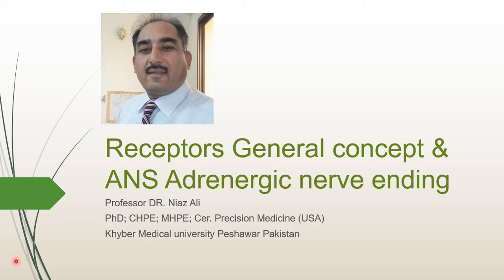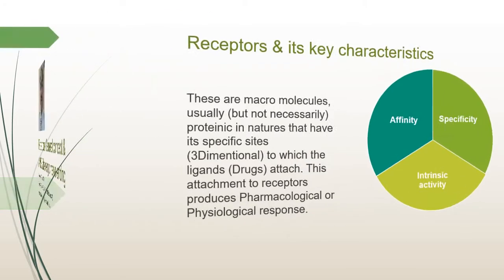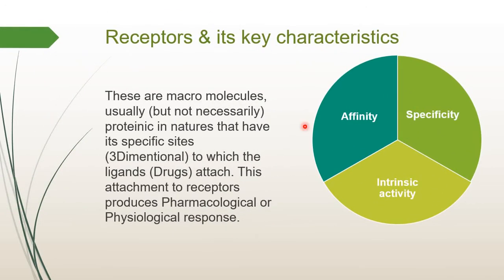Students, now we will be teaching you receptors, general concept, and autonomic nervous system adrenergic nerve endings, just to refresh your previous knowledge. Now, as you know, receptor general concept is very important, especially in pharmacology. So, let us discuss the receptors and their key characteristics.